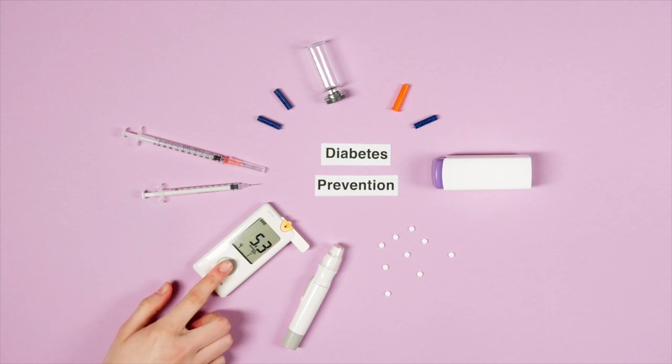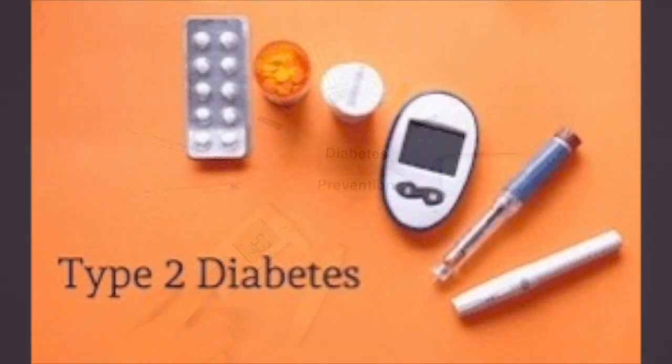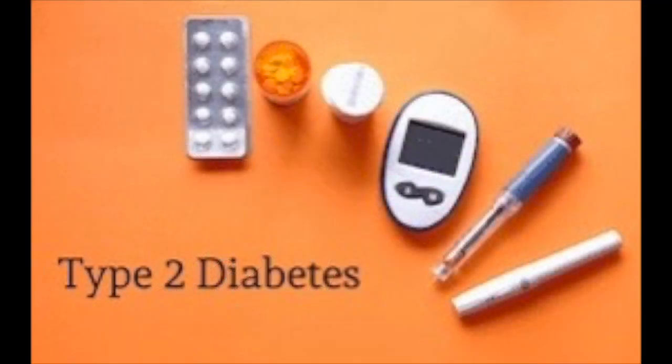There are two major types of diabetes, type 1 and type 2. Type 1 diabetes is an autoimmune condition that usually develops in childhood or adolescence, where the body doesn't produce enough insulin. Type 2 diabetes is more common and usually develops in adulthood, where the body becomes resistant to insulin or doesn't produce enough of it.